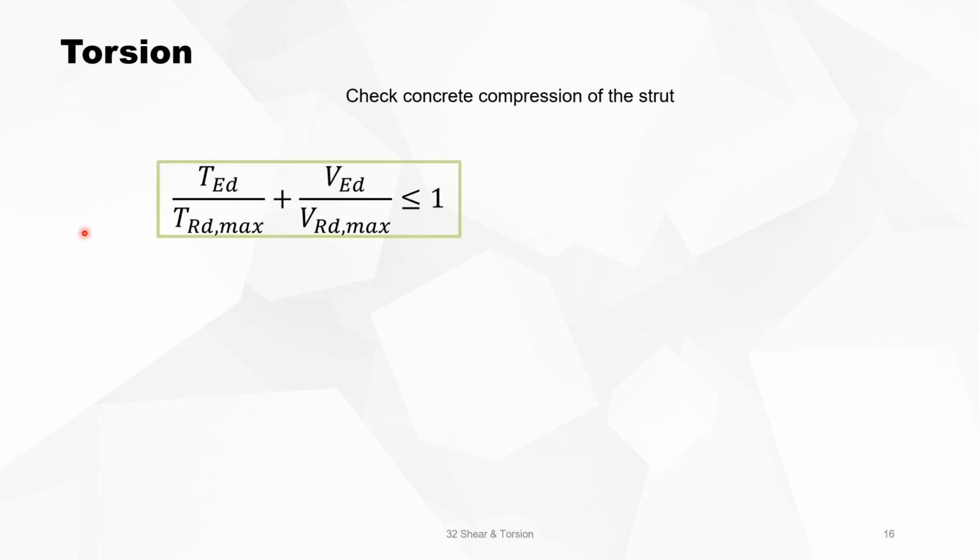We also have to check the concrete compression of the strut. That means that we have to check the VRd,max and the TRd,max. For shear force only, it is only VEd divided by VRd,max that we have seen must be smaller than 1. But now we have to combine it with torsion. So we have to comply now with this equation. TRd,max, we haven't defined this yet, but it's equal to this. Nu that we know already.